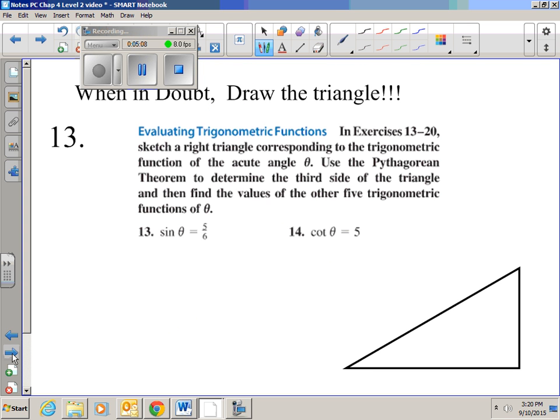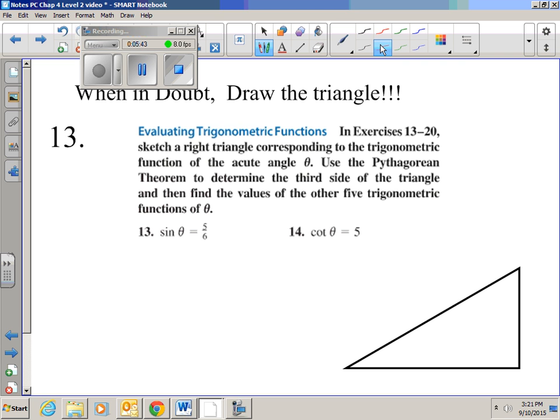Okay, let's do a few homework examples. I have a poem for you. It goes like this: when in doubt, draw a triangle. Okay, so we're going to look at exercise 13 here. It says, in exercises 13 through 20, sketch a right triangle according to the trigonometric function of the acute angle theta. So it's an acute angle each time, which means it must be in the first quadrant. Use the Pythagorean theorem to determine the third side of the triangle, and then find the five other trigonometric functions.